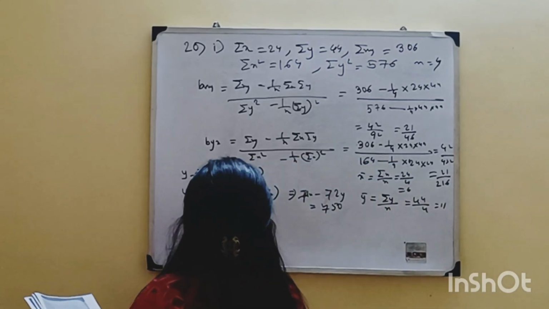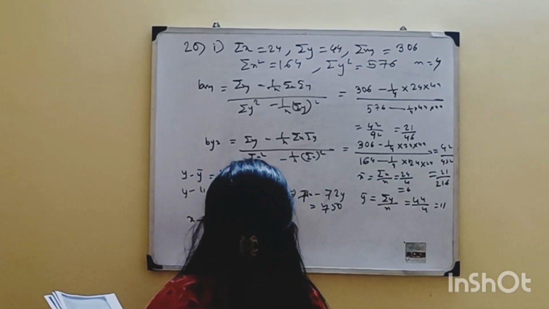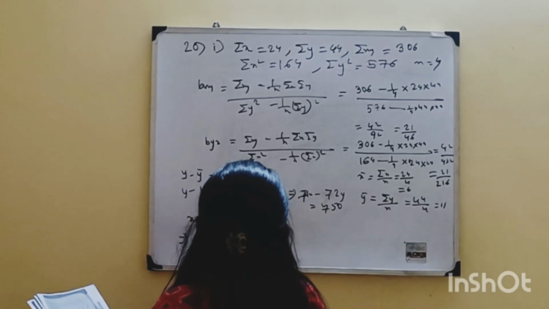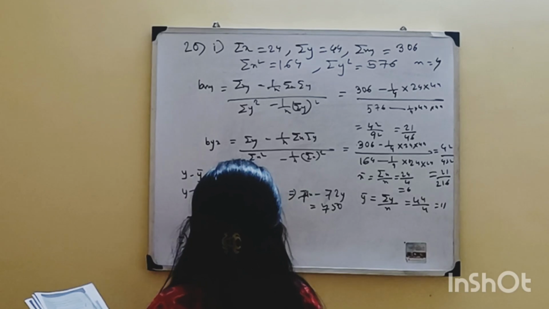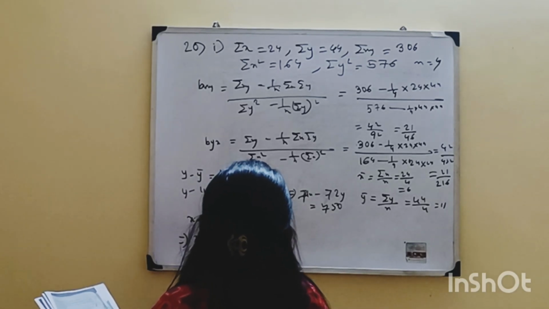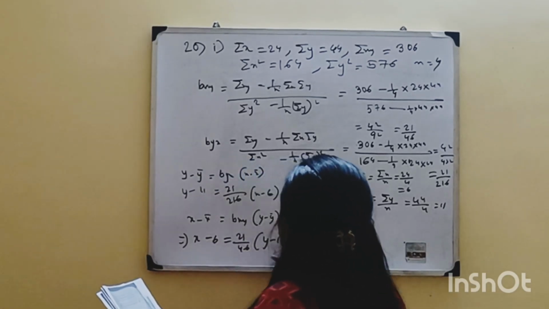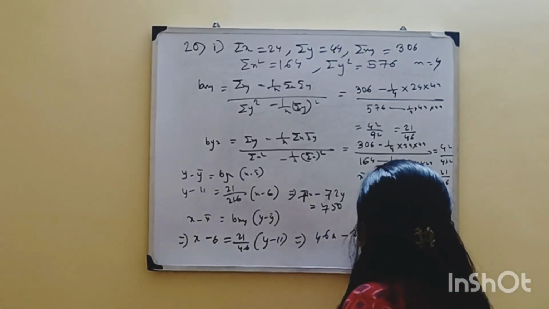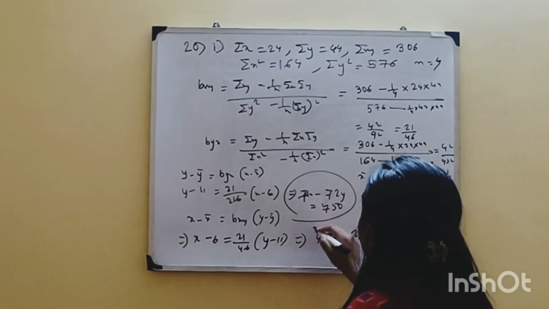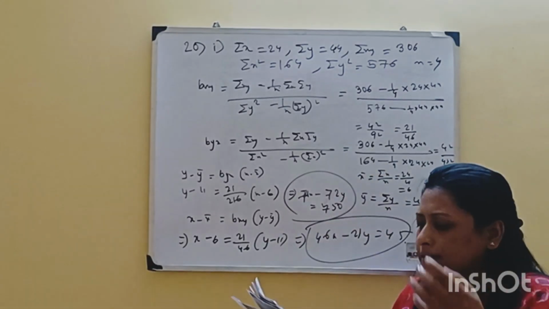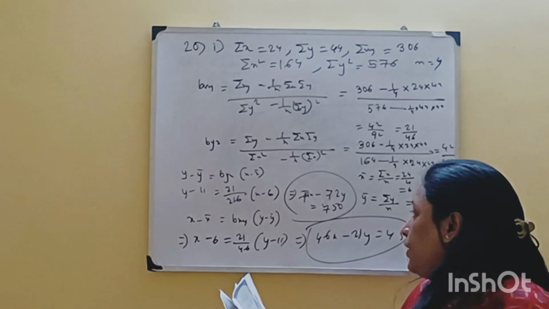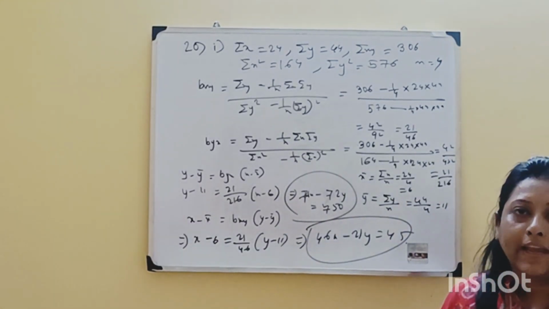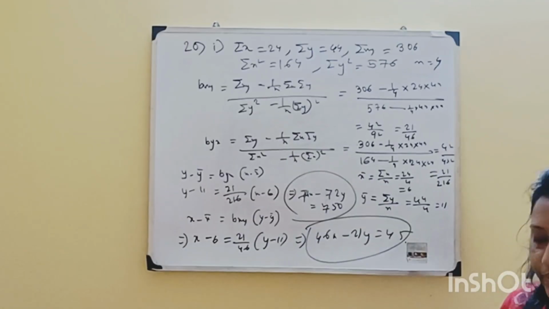And x minus x bar is equal to bxy into y minus y bar. What will be the equation? x minus x bar is x minus 6, bxy is 21 by 46 into y minus 11. So the equation comes 46x minus 21y is equal to 45. These two equations are the regression lines. They have asked for the regression lines. All of you write down the equation, write down the solution, or you can take a screenshot. Okay. Then I will write it.